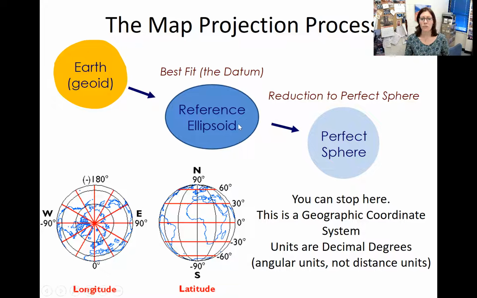You can stop at this point with the reference ellipsoid and just deal with the Earth in terms of angular units, in terms of decimal degrees. You're done. That's a geographic coordinate system. Or you can say, I need to get this information onto a flat surface. I don't want to just deal with angular units. I need some distance units because I want to be able to measure distance. I want to be able to measure area.